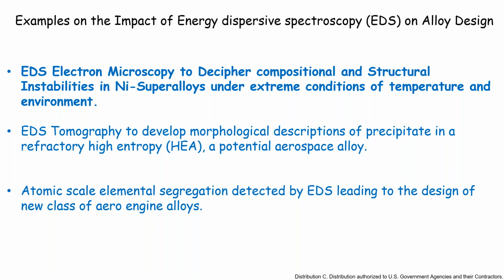The next one would be a high entropy alloy. High entropy alloys have been in the business for the last 10 years or so. It's got a very high potential to become an aerospace alloy for high temperature applications. And we use EDS tomography to develop some morphological descriptions of the precipitates. The last one is we can push these EDS techniques to atomic scale segregation, which is actually leading up to some of the design of a new class of aero engine alloys. So I'll share some of the results that we have.